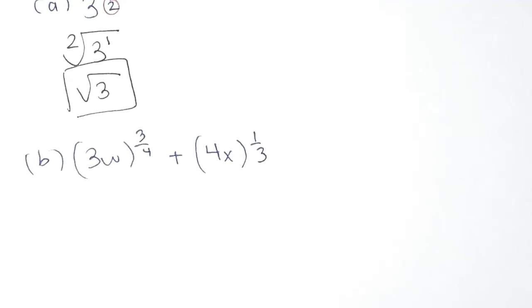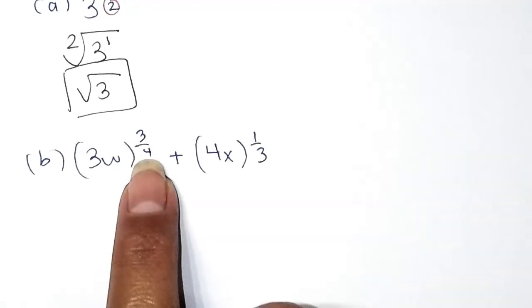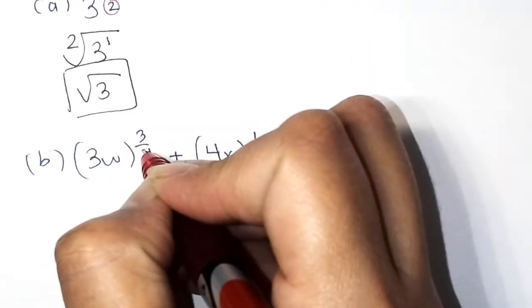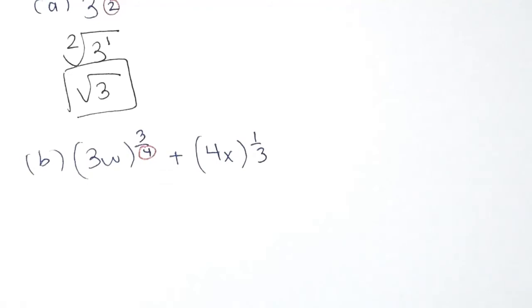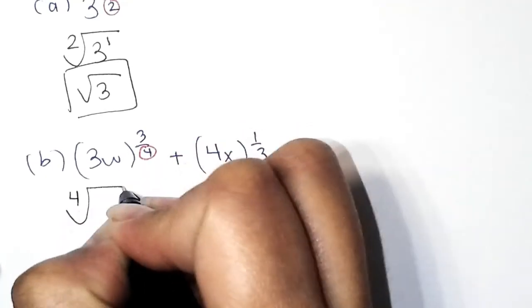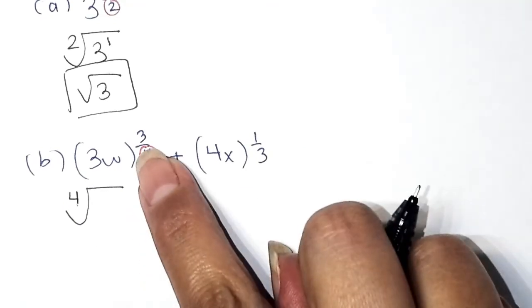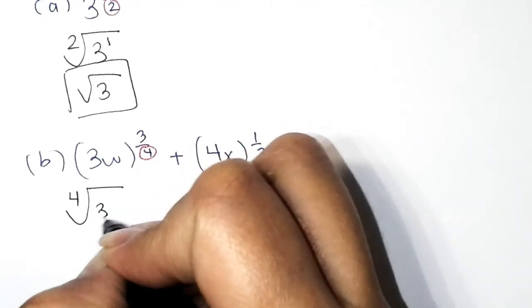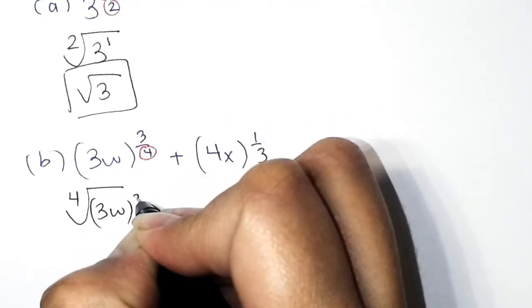So the directions: write each exponential expression as a radical. Again, rational exponent, that is code for hidden radical. So the denominator in the exponent is 4. Since the denominator is 4, we're going to tell the world that the index should be 4. So that will give us the 4th root of whatever we're left with: the 4th root of 3w raised to the 3rd power.